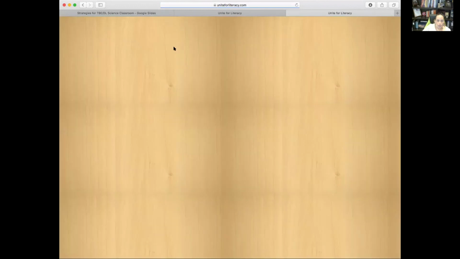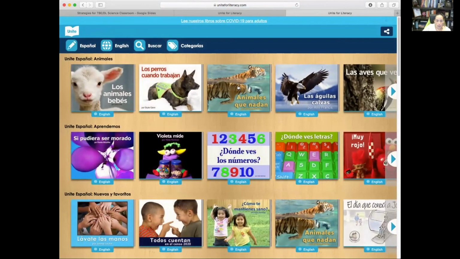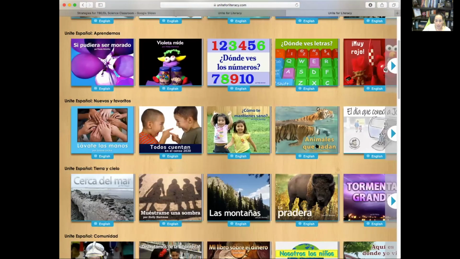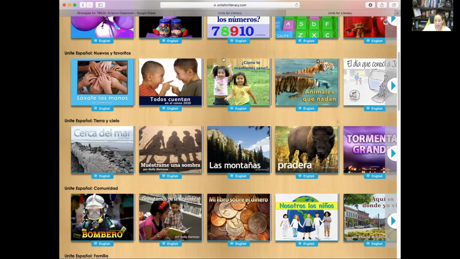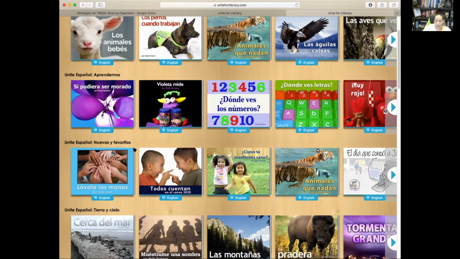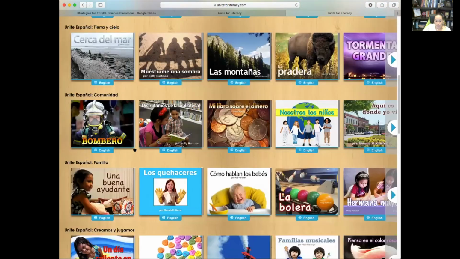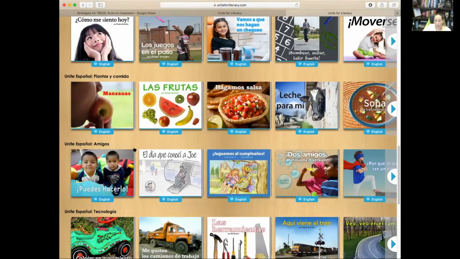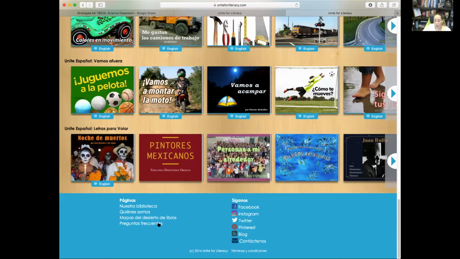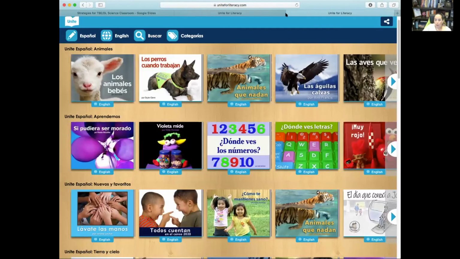Spanish, Español. These are some of the written books, but then they have others. They have even math and things like that. They have community, family, so many other things, and other languages. So I definitely recommend it. For some reason, it's not letting me go to the other one because I hyperlinked it. But go on to it, explore the website. It has so many resources there and they're free.